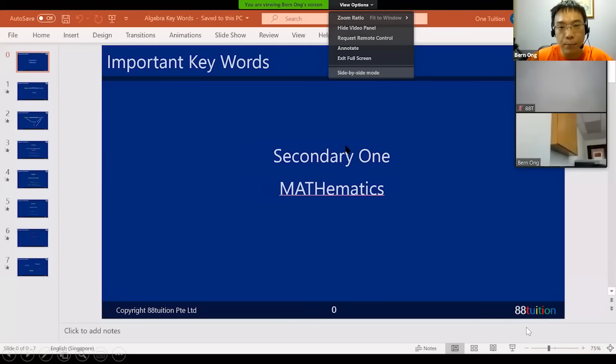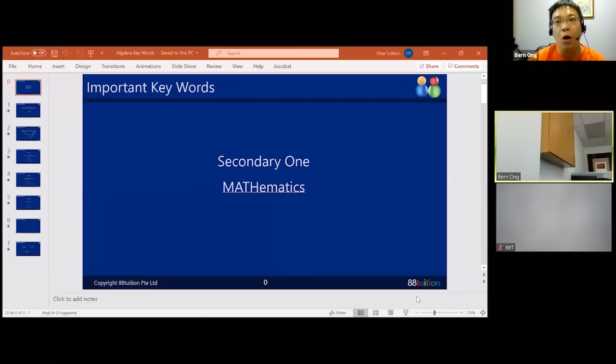Can you please bring your mouse cursor to the top part of your screen? Then you click on one of these icons, and down here, there's a drop-down list called side-by-side mode. Can you please click on the side-by-side mode? After you click on it, you will see my face on the right-hand side. I think that would be a little bit neater.